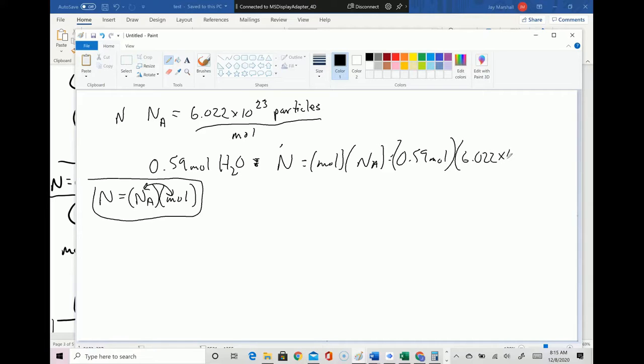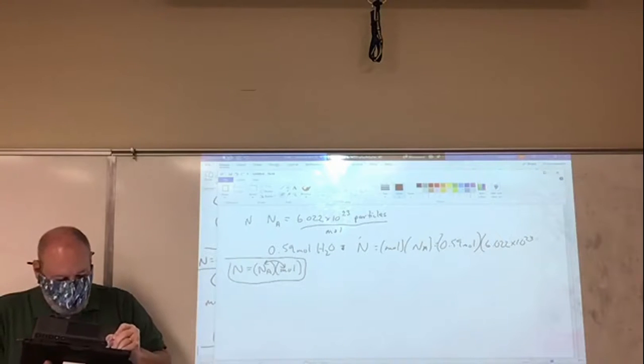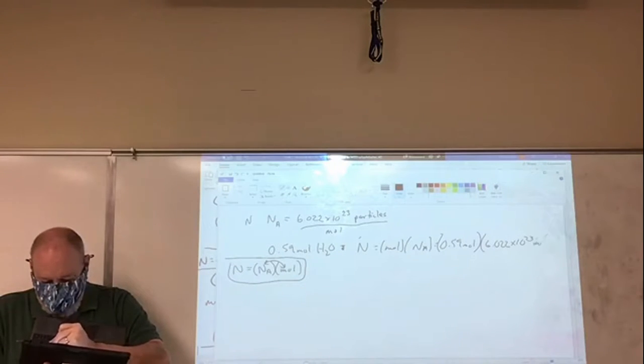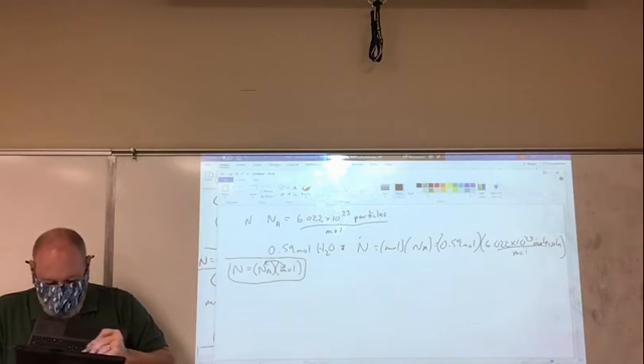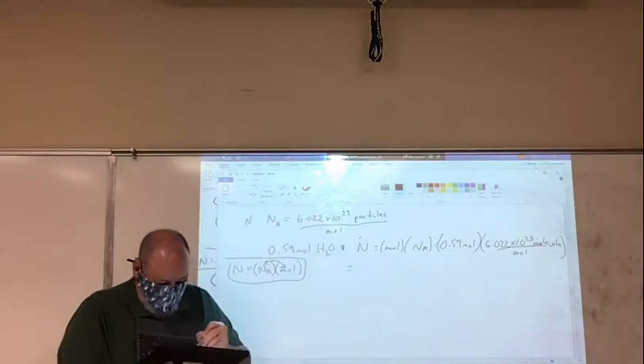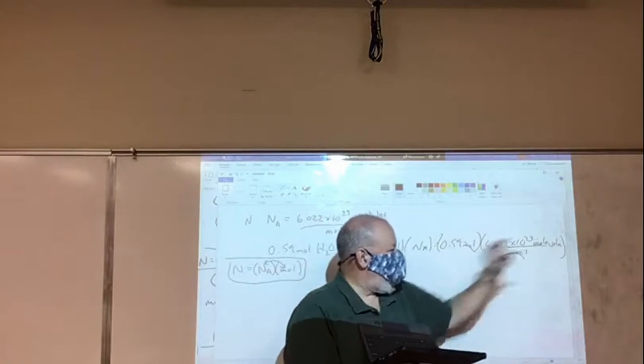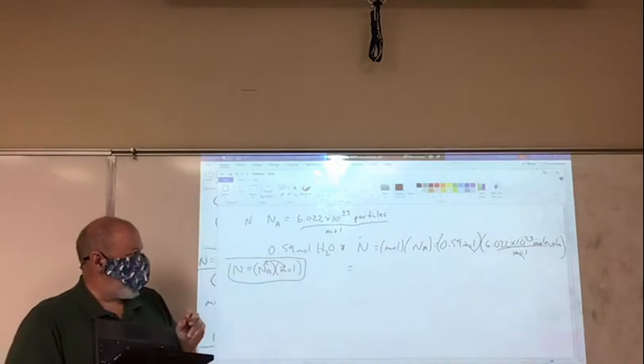6.022 times 10 to the 23rd particles. And in this case, it would be not particles, but molecules per mole. I always want you to be in a position where you can see how your units are going to cancel out. And that's going to leave me with molecules as my unit, which is what we want.